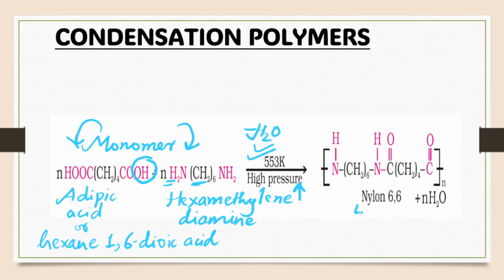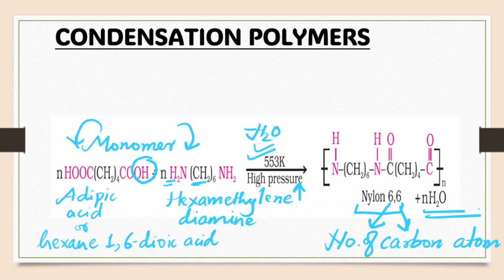This is nylon 6. Why 6? Because 6 carbons are present in the monomers adipic acid and hexamethylene diamine. So 6 is the number of carbon atoms, and water is the byproduct. So this is about the condensation polymers, and the other name of condensation polymer is step growth polymerization.